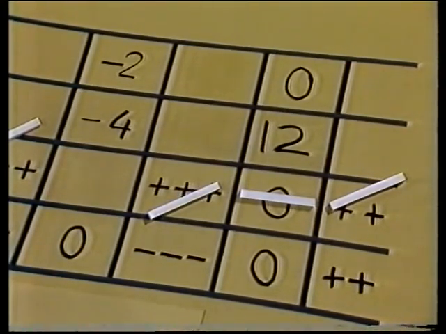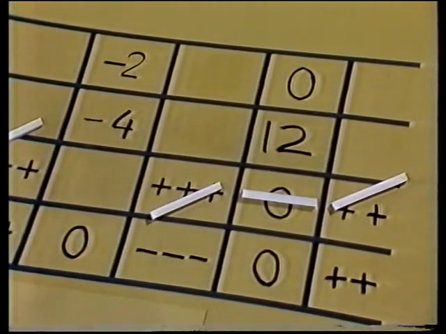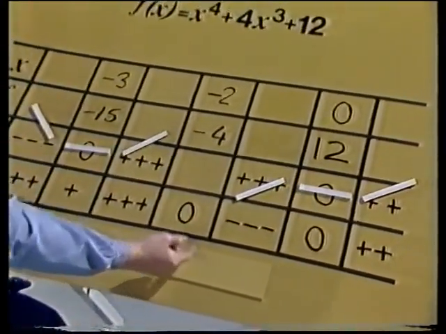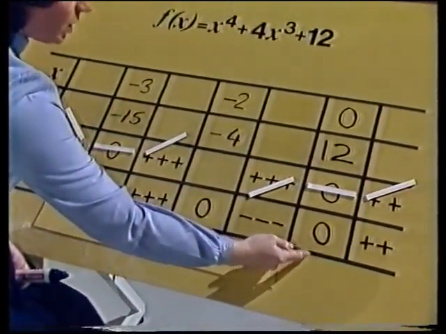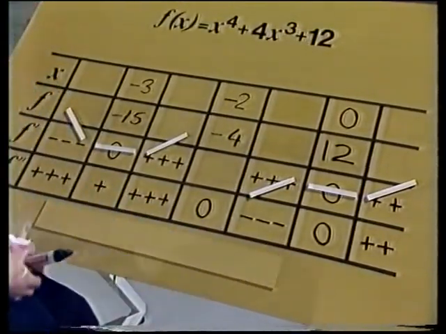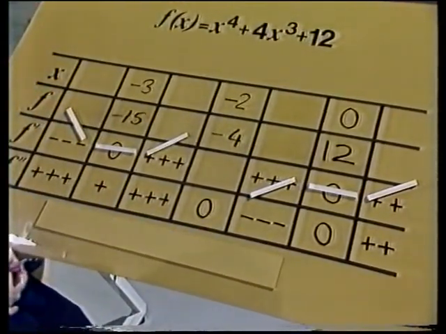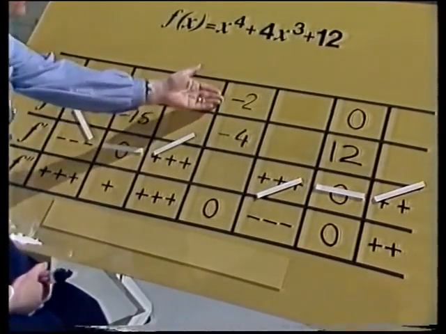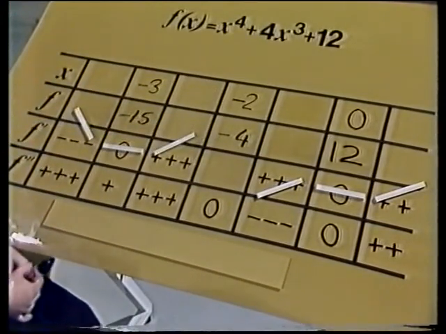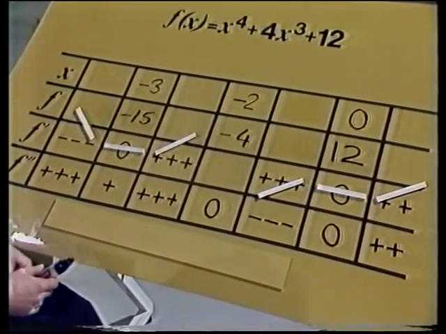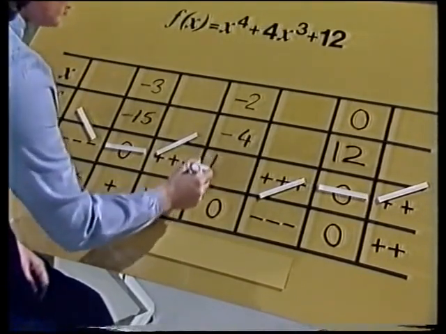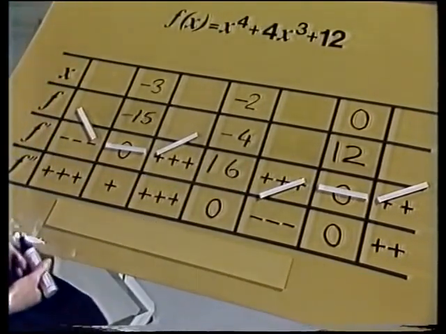Let's go on now to look at the second derivative. The second derivative changes sign at x equals -2 and x equals 0. So at these 2 points, the tangent crosses over the curve. That means there are points of inflection at (-2, -4) and (0, 12). And when we come to sketch the curve, we'll find it useful to know that the first derivative at x equals -2 is 16, which is fairly steep.